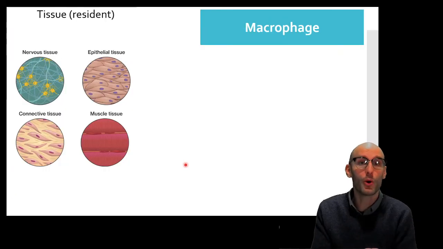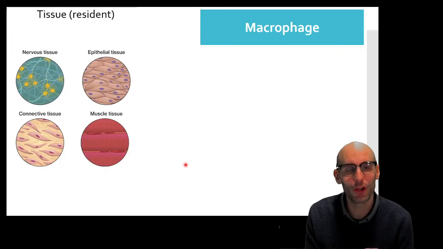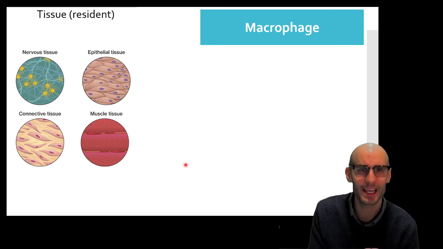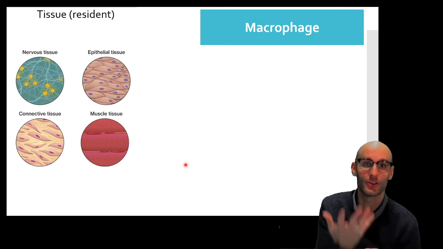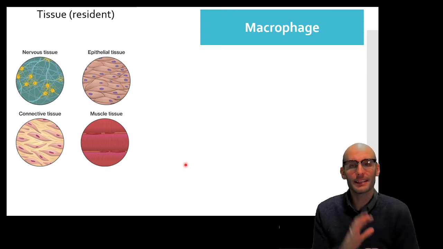So on to more innate immune cells. So we've done the circulatory innate immune cells. We've done the circulating immune cells that we call leukocytes. Those are our white blood cells. Now let's have a look at some of the other cells.